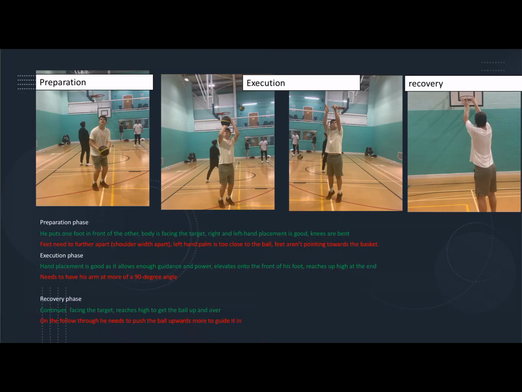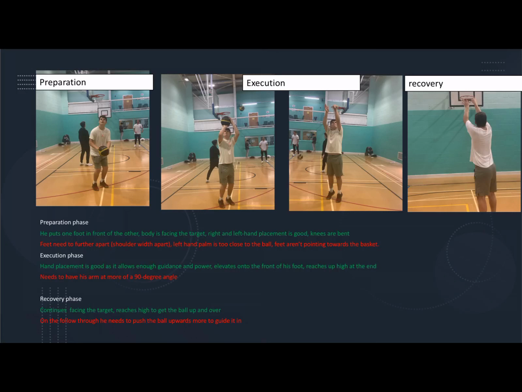His hand placement is also good, and it is important that we put our shooting hand, in this case the right hand, under the ball and the non-shooting hand on the side. This means that we are able to get power with our shooting hand, and our left hand can act as a guide to help us make a more accurate shot.